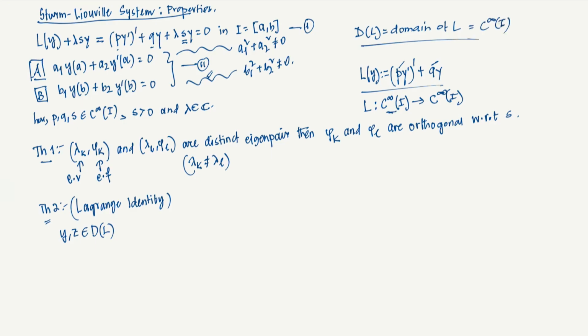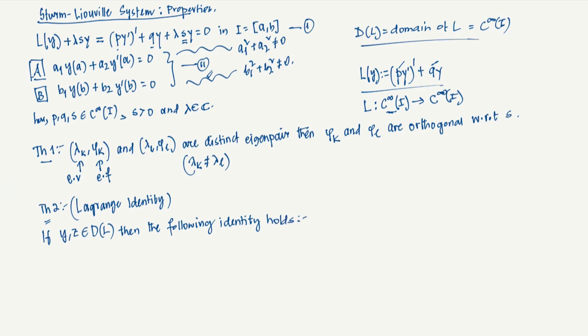But we can always write it as D of L. It does not have to be C infinity, it can be C2 also. But for our case we are just assuming it is C infinity, so we can go with it. Generally speaking, you can write it like D of L. So if you have two functions y and z which are in D of L, then the following identity holds. What do I mean by this?